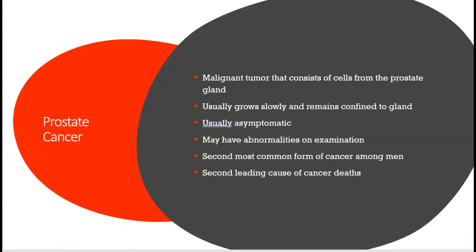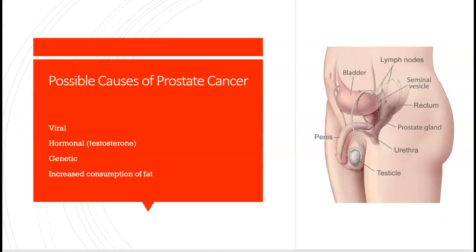So prostate cancer is a malignant tumor that consists of cells from the prostate gland. Usually grows slowly and remains confined to the gland. It is usually asymptomatic. May have abnormalities on exam. Second most common form of cancer among men. Second leading cause of cancer deaths. Possible causes of prostate cancer can be viral. It can be hormonal, meaning testosterone. It's genetic, and increased consumption of fat can be a possible cause.